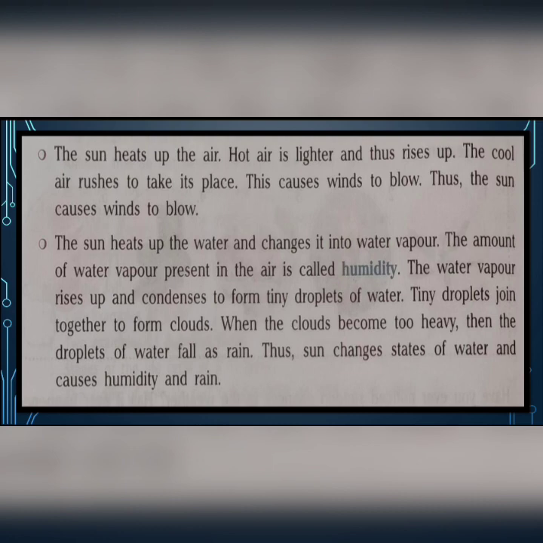So, sun is not only the cause of changes in weather, it also causes winds to blow, and again what? The sun changes the states of water and causes humidity and rain. For this, one additional link is also given in the datasheet. You are asked to watch that video also.